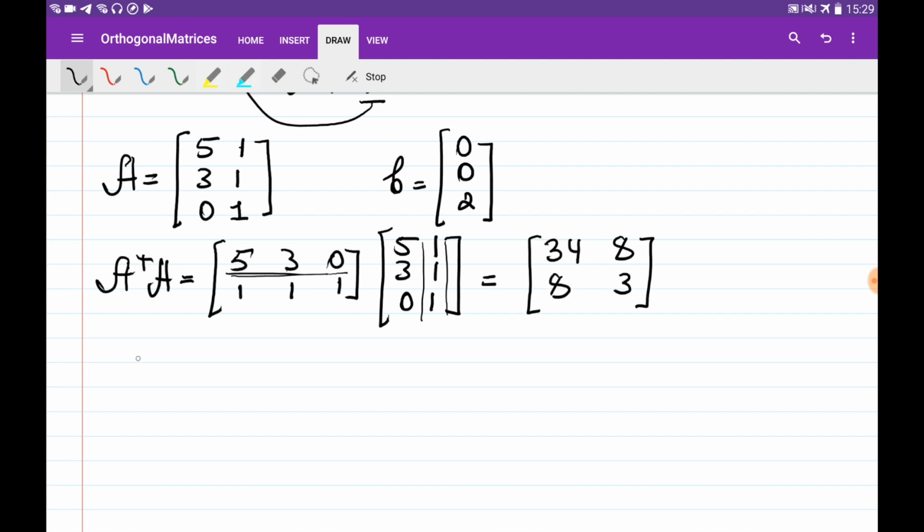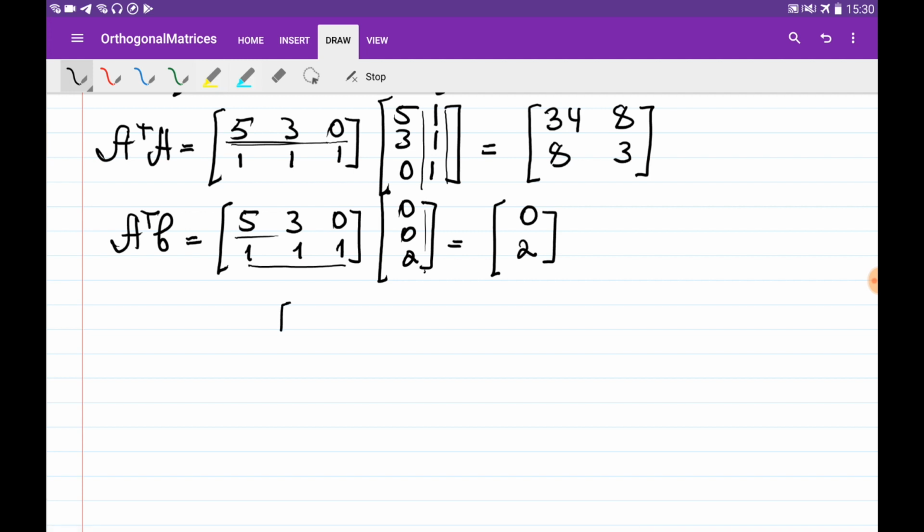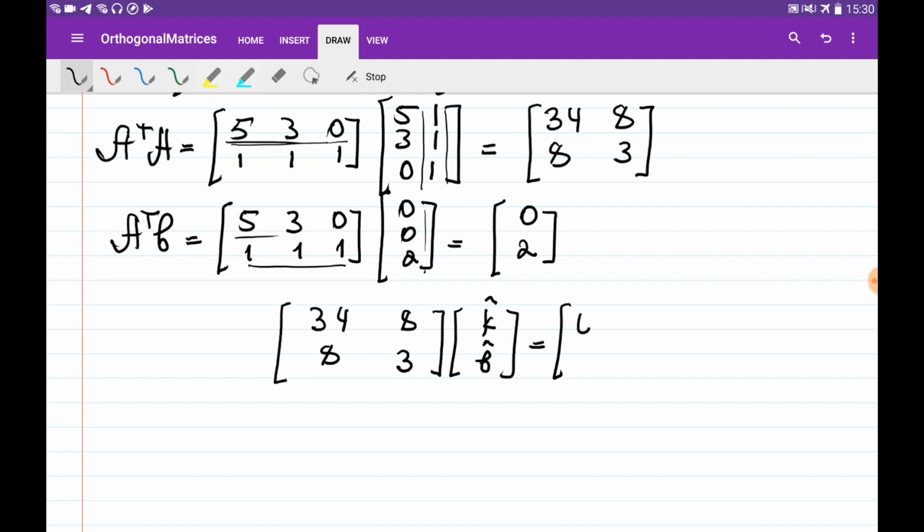If we multiply A transpose by b, what we obtain is 5, 1, 3, 1, 0, 1, which is multiplied by the 0, 0, 2. It means that you multiply the first row by the first column, and that is going to be simply 0. If you multiply the second row by the column, you'll obtain the 2. So basically what we need to do is solve the system 34, 8, 8, 3, multiplied by x hat, which has two components, k hat and b hat, equal to 0 and 2.